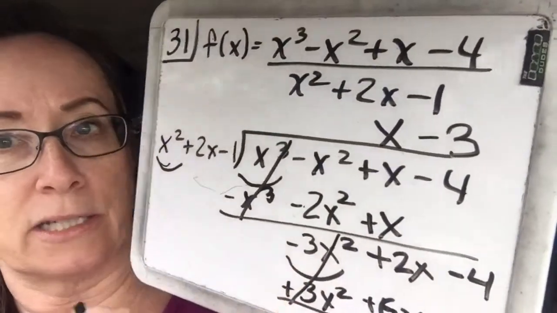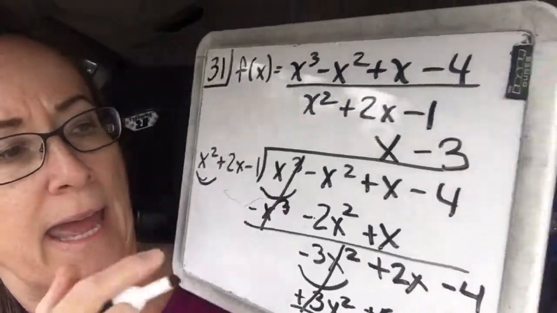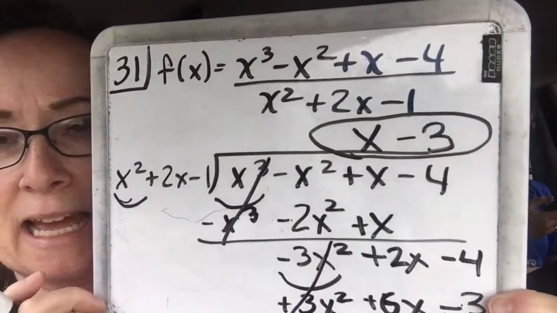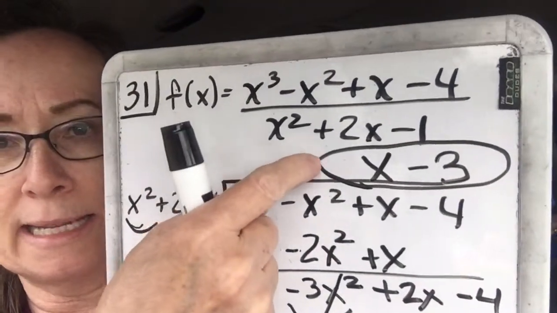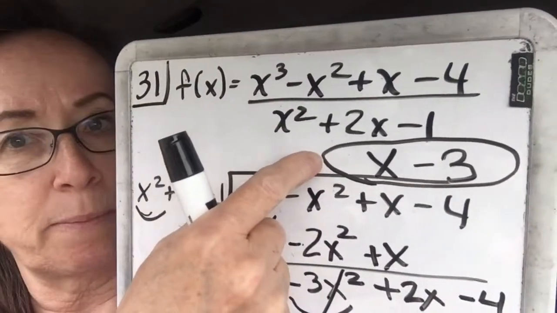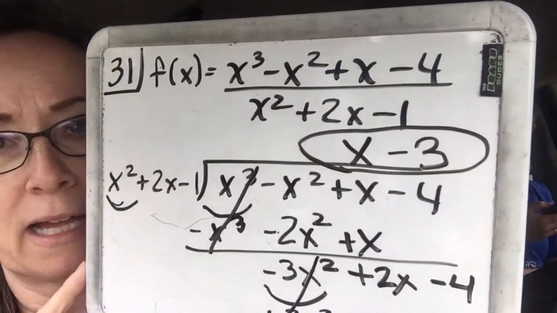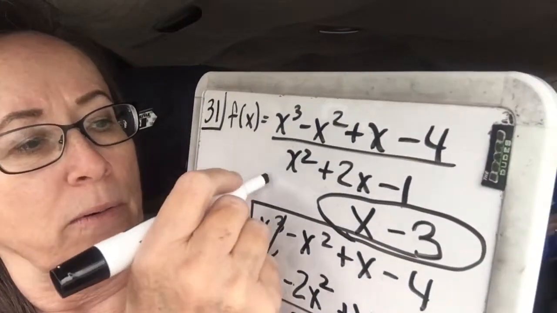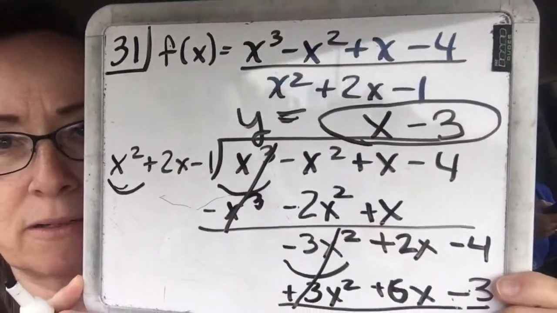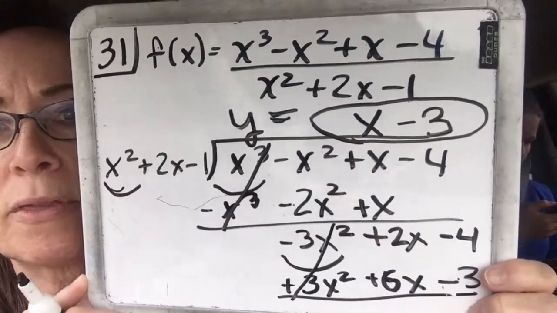And that's really all I need to do, because all of the remainder left over after I get this x minus 3 is not needed. I have my slant asymptote right here. This is a linear function, x minus 3. I've got my slope and my y-intercept. I could graph that line. So y equals x minus 3 is the line that is going to be the slant asymptote. So that is number 31.